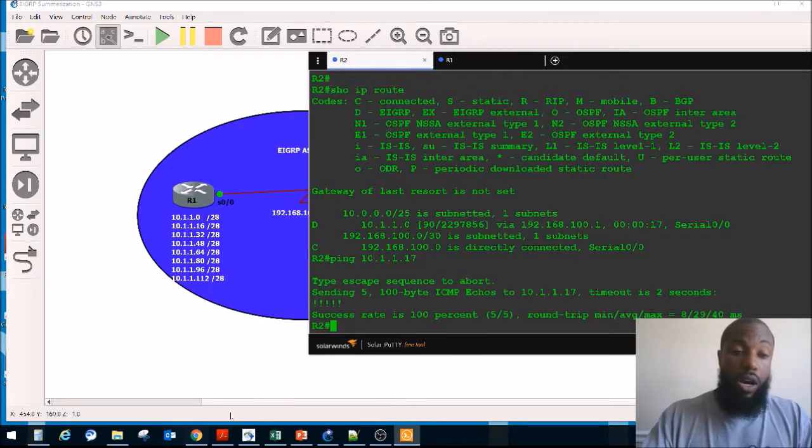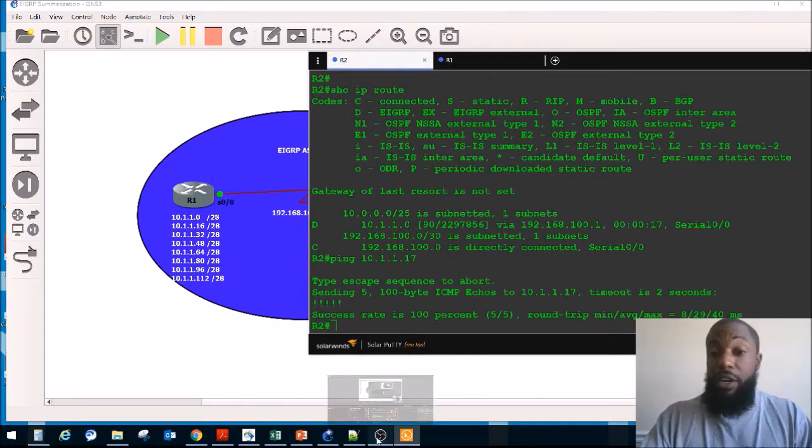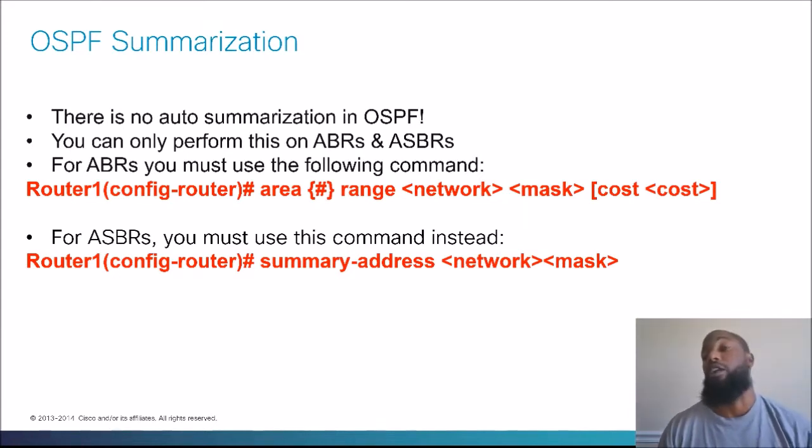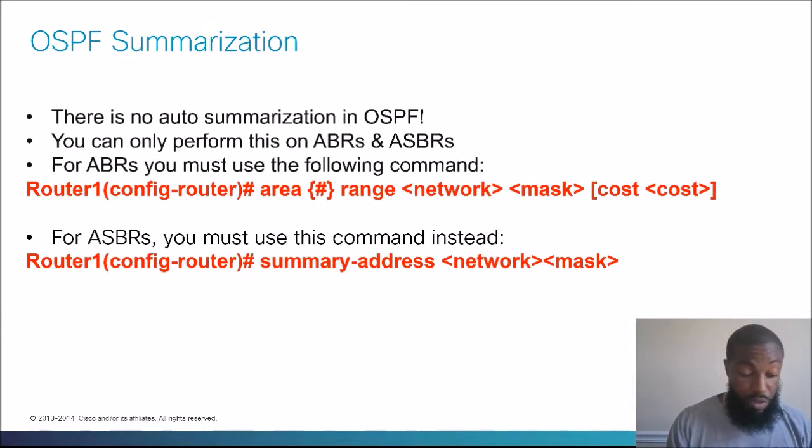Let's move on to OSPF summarization, which is a little bit different. For OSPF summarization, there is no auto summarization in OSPF. You have to manually do it. You have to compute the summary address and actually input it into Cisco IOS. EIGRP is done automatically for you. We just happen to turn it off with no auto summary. You can only perform this on ABRs and ASBRs.